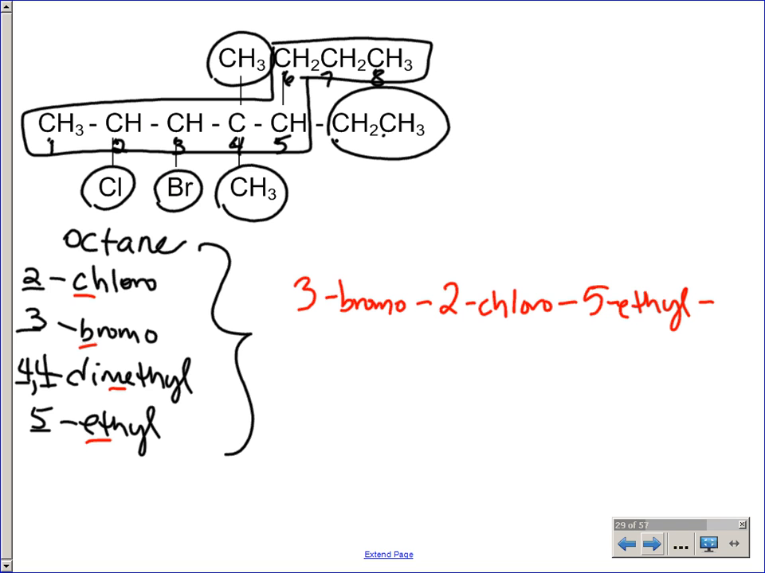Continuing here, 4 with your comma, dimethyl, and then finish it off with the name of the hydrocarbon, which is octane. So: 3-bromo-2-chloro-5-ethyl-4-dimethyl octane.